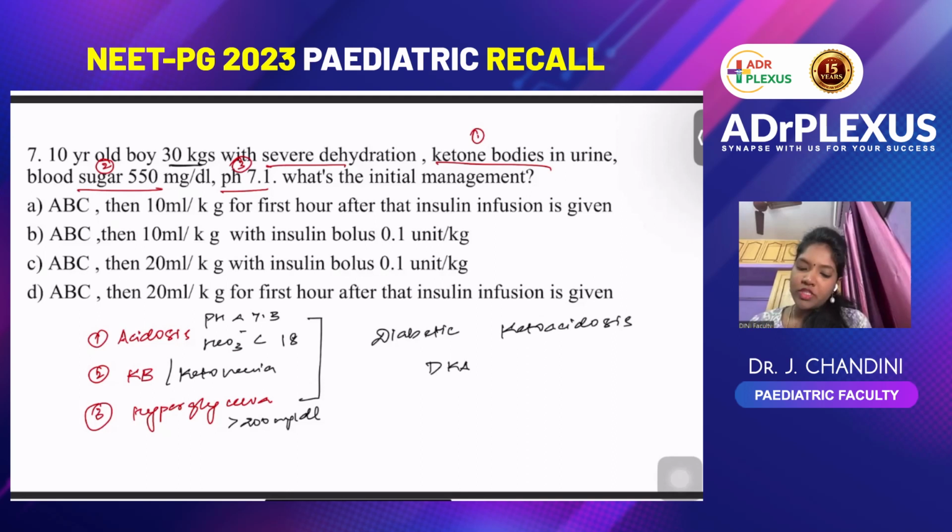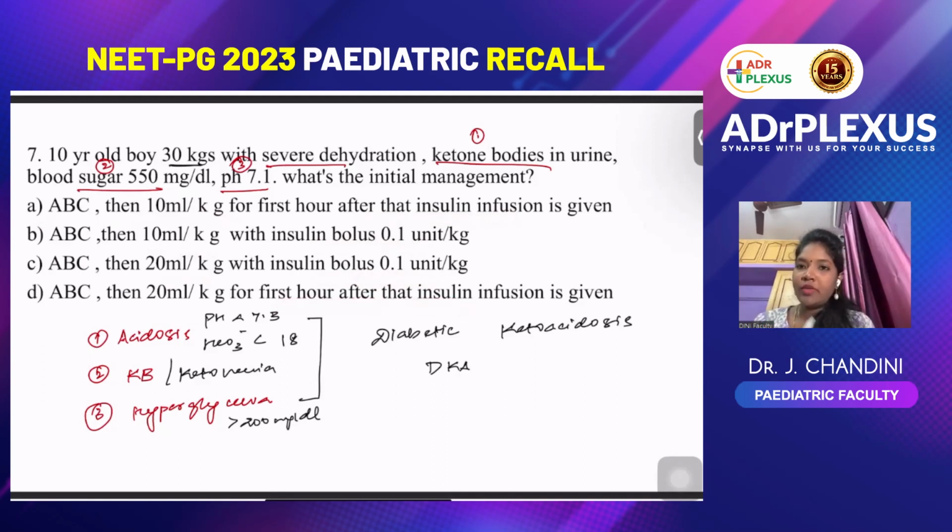Now coming to the options, in all the options, ABC, airway, breathing, circulation, is given. Then they have given something about the fluid, how much fluid to give. Then the third part is about when to give insulin. In the first option, insulin has to be given as an infusion after 1 hour. The second option says it should be given as bolus. In the third also, it should be given as bolus. And the fourth option again says after 1 hour of fluid. So which one to select?